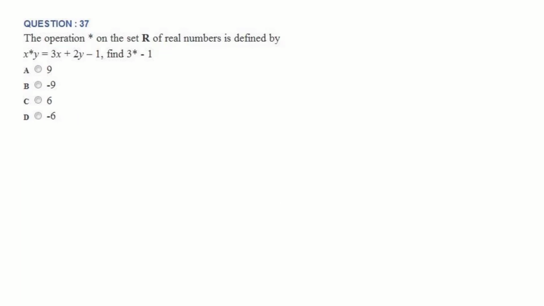This question 37 is a question from binary operation on sets. The question states that the operation asterisk on the set R of real numbers is defined by x asterisk y equals 3x plus 2y minus 1. Find 3 asterisk minus 1. Here you are given an operation asterisk, and you can see its definition. This is x asterisk y, which is 3x plus 2y minus 1.